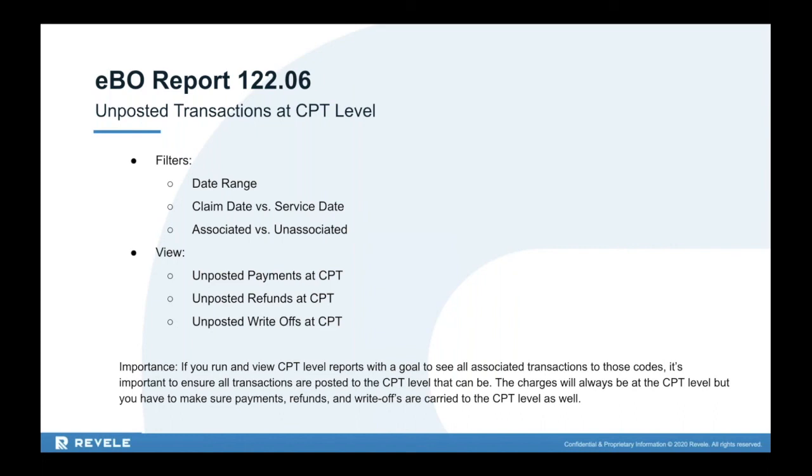So this is a report we recommend, depending on what your volume is, for sure running it monthly, maybe every 2 weeks, maybe every week. But you can set a date range, pick your date type, pick your transaction type of associated versus unassociated. And when that report runs, it's going to show you unposted payments at the CPT level, unposted refunds, and unposted write-offs as well.